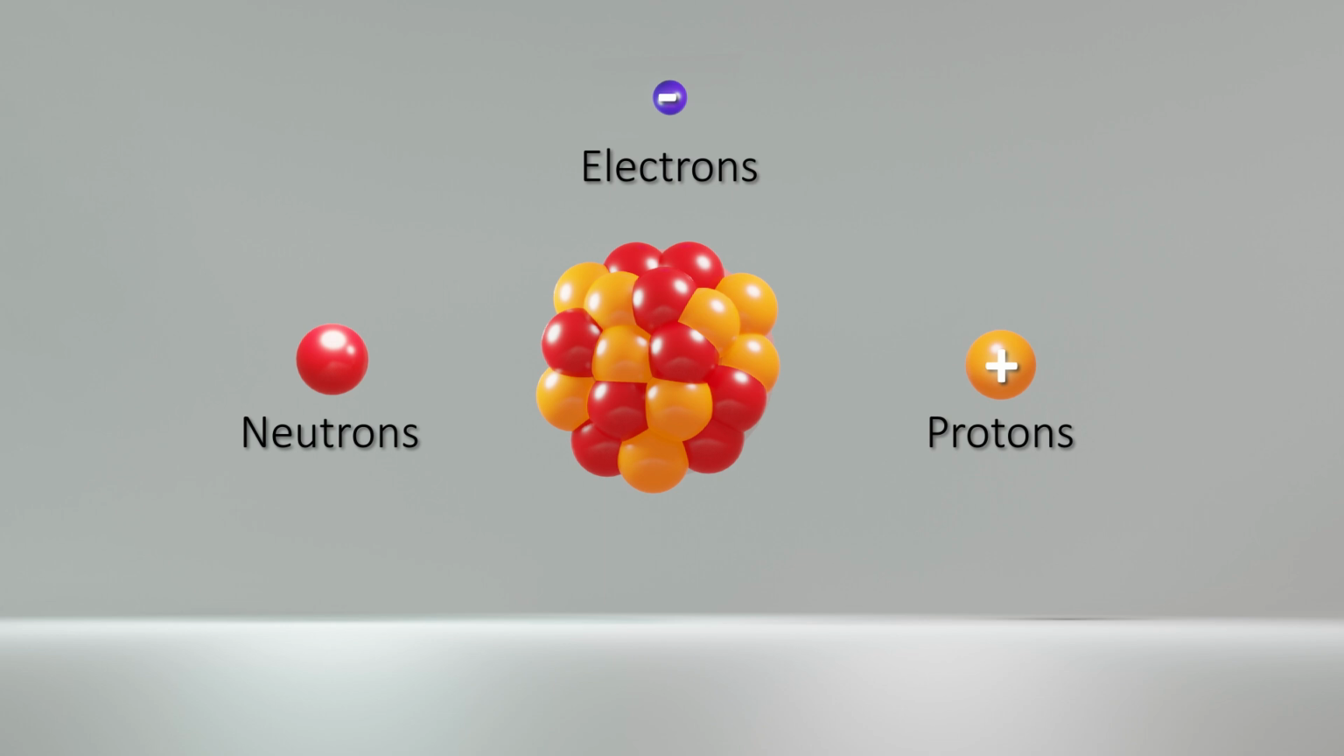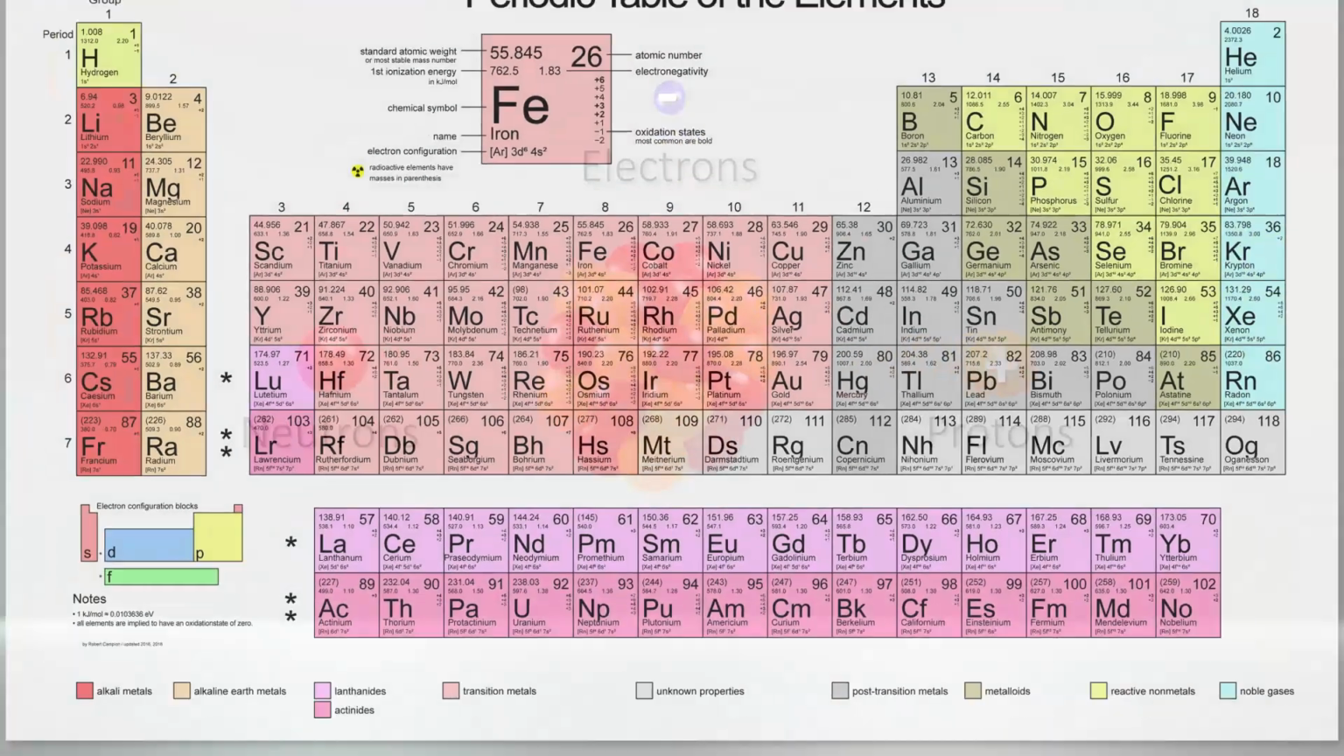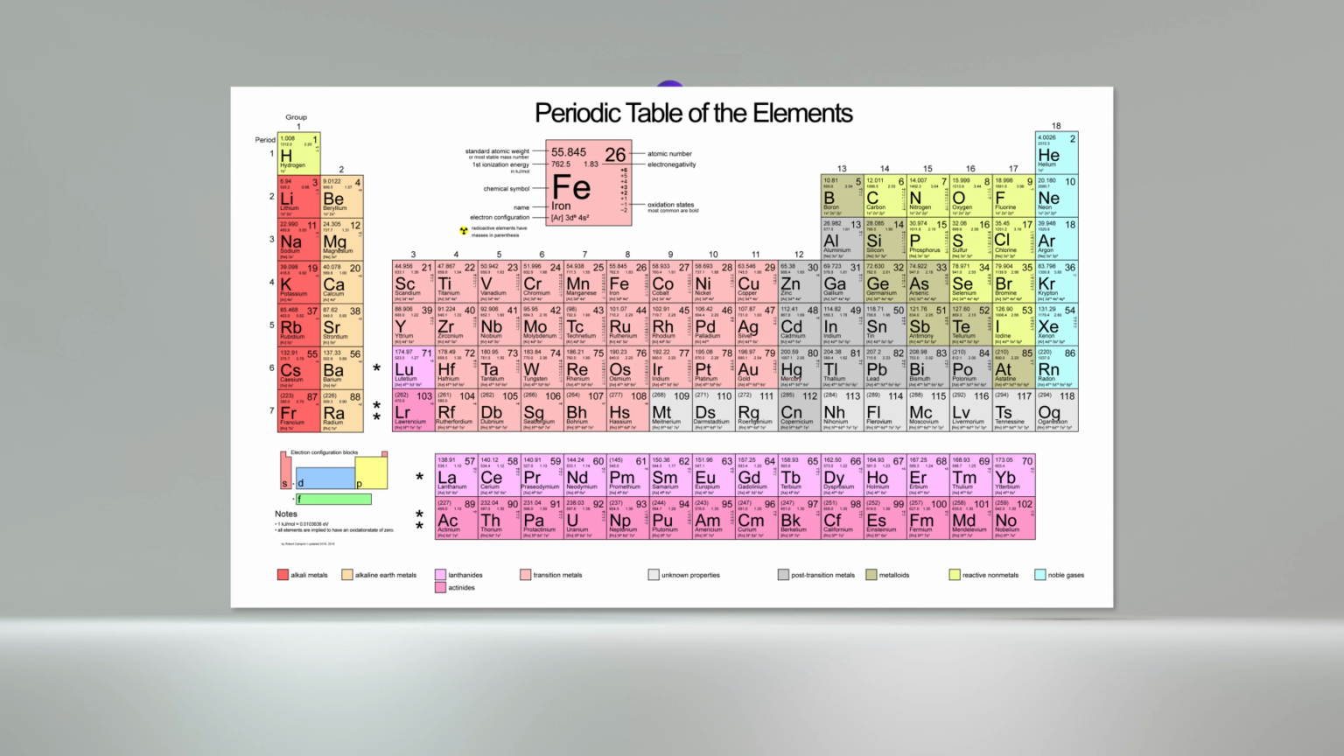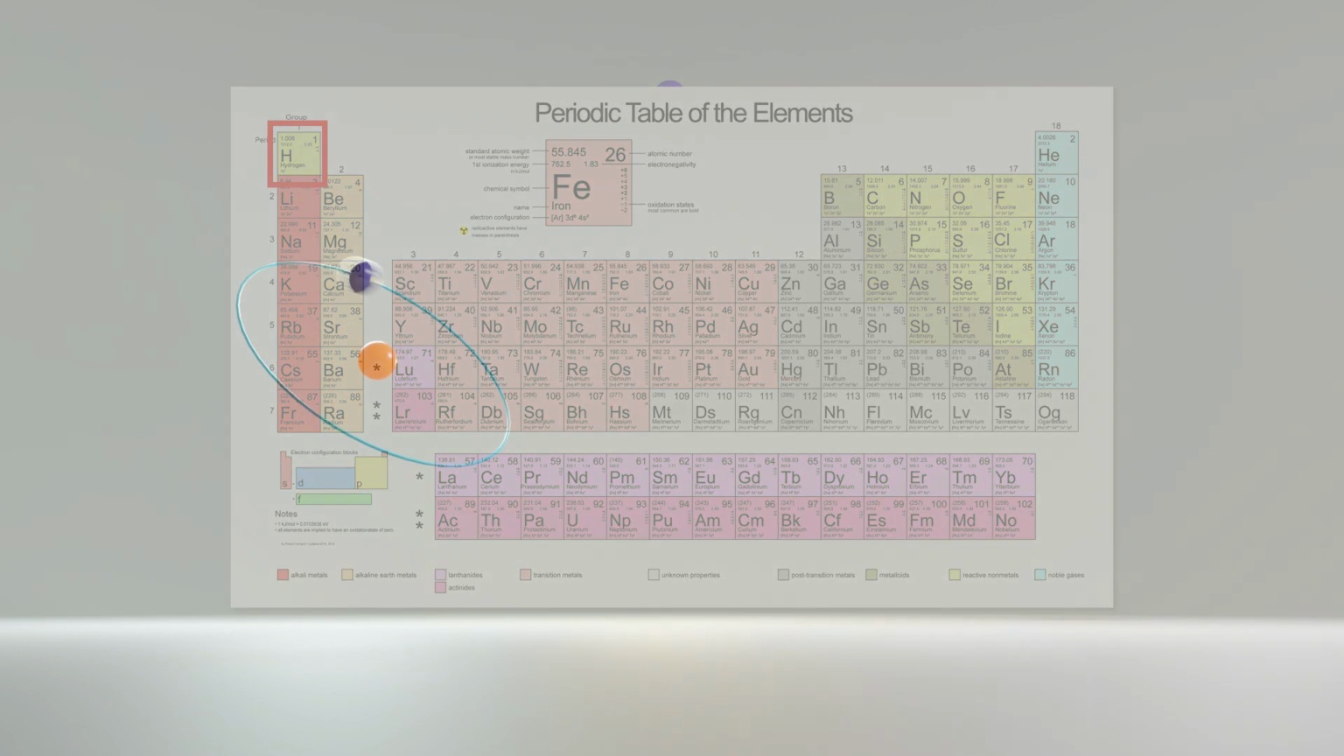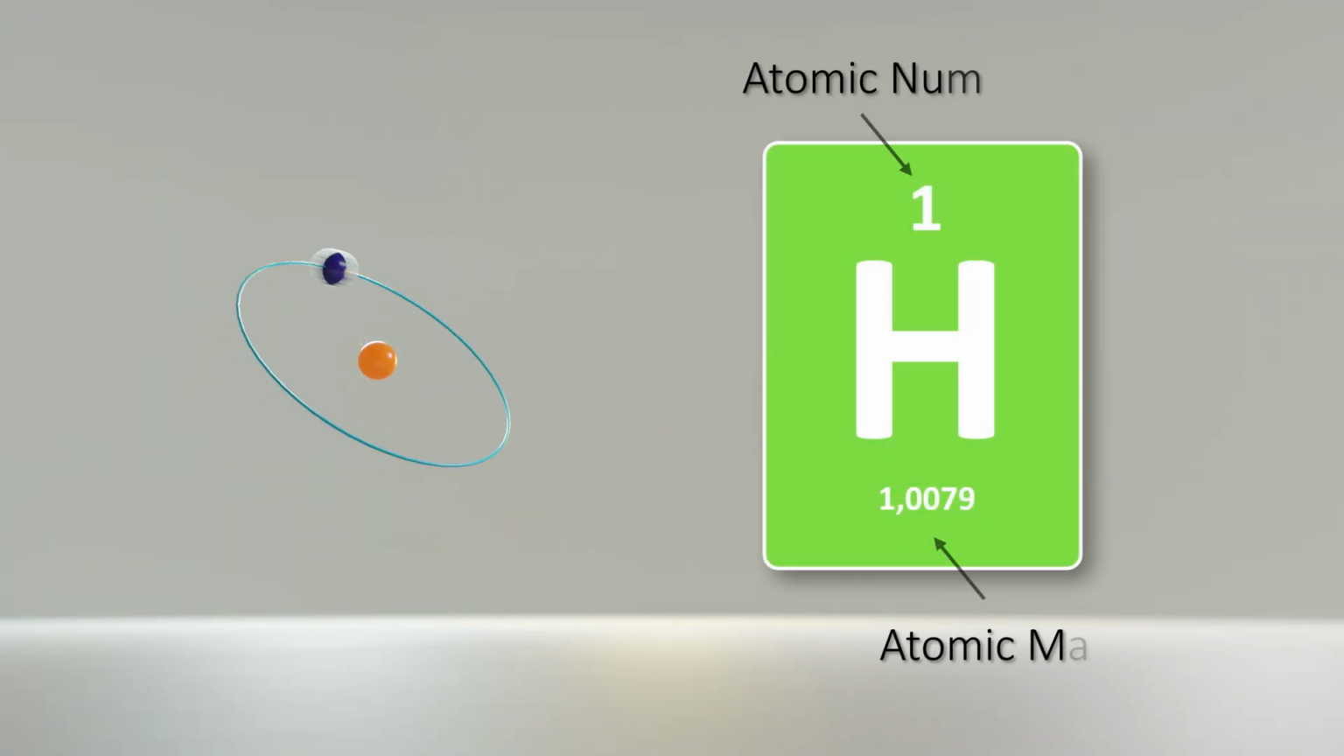Electrons, which carry a negative charge, orbit around the nucleus, creating a balance in an electrically neutral atom. There are many different types of atoms, each with a unique number of protons, which defines its chemical identity. All known elements are organized in a periodic table. For example, the simplest atom, hydrogen, consists of one proton and one electron.